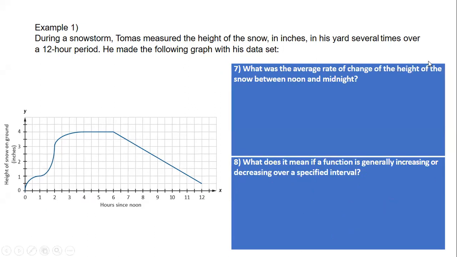So continuing with 7. On 7, it says, what was the average rate of change of the height of the snow between noon and midnight? So at your table, please find the average rate of change from when it wasn't snowing to when it started snowing. Ready, set, go. So for here, the first thing you should have done was determine your beginning and your end, right?